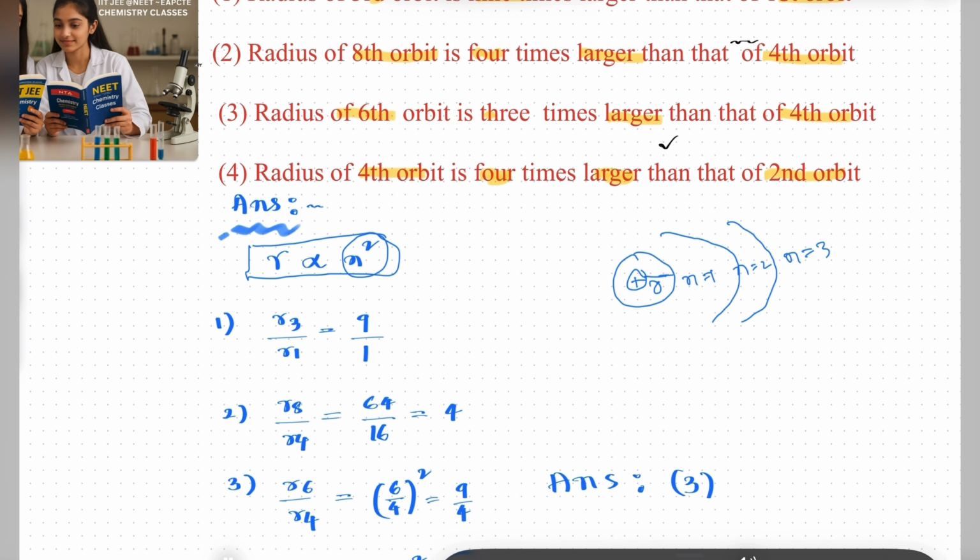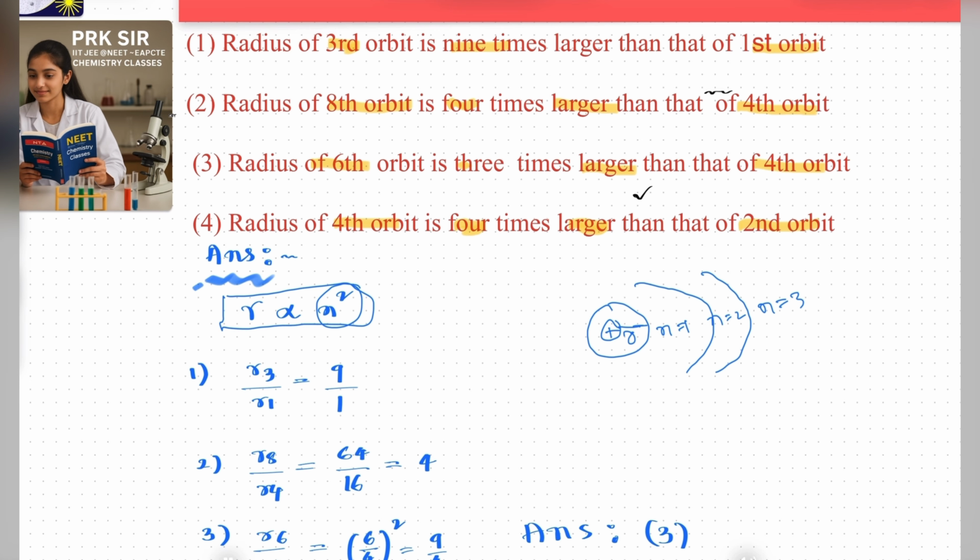All of you concentrate here. We'll go for the first option. What is given here? The third orbit means r3, n is equal to 3, compared to the first orbit, n is equal to 1. So r3 by r1 is 9 by 1, so the answer is 9. That is okay, 9 times is larger. According to the question, they are asking incorrect, and this is correct, so that is right.